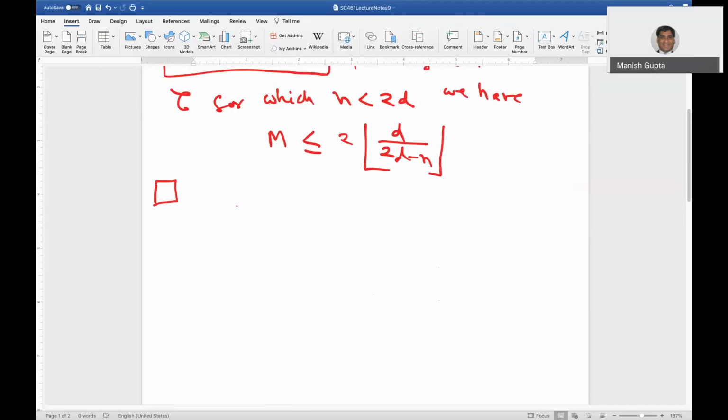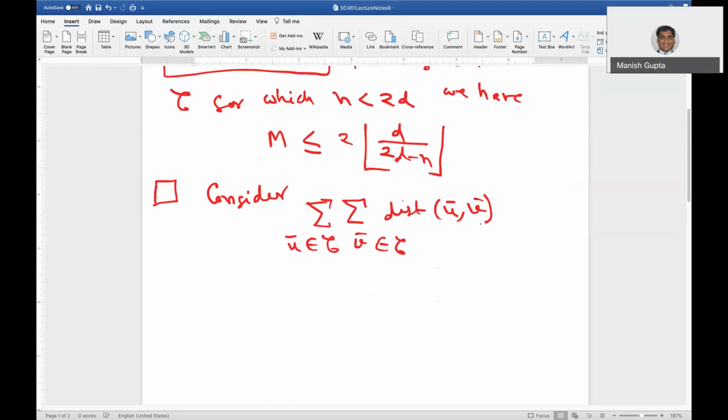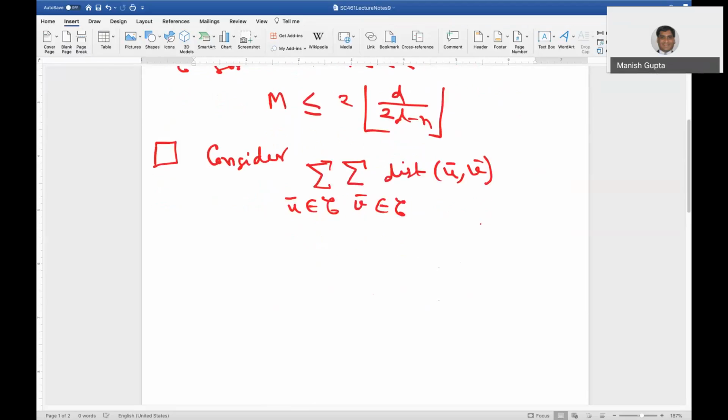So we consider this double summation, over U in C and V in C, of the distance between U comma V. Look at this double summation.